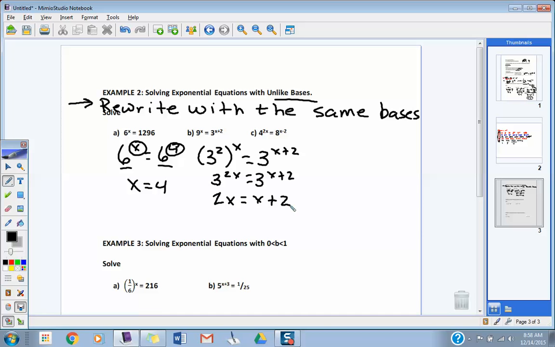Subtract x from both sides. Won't I be done? Yeah. What am I going to get for a solution when I subtract x? 2. Got x equal 2. There it is.